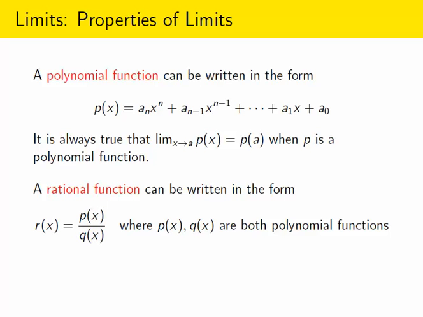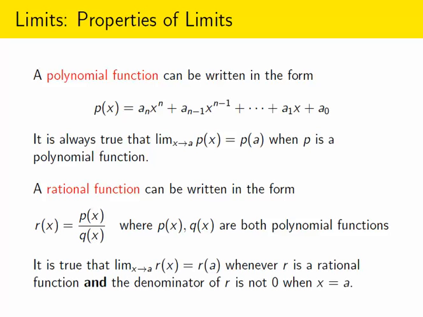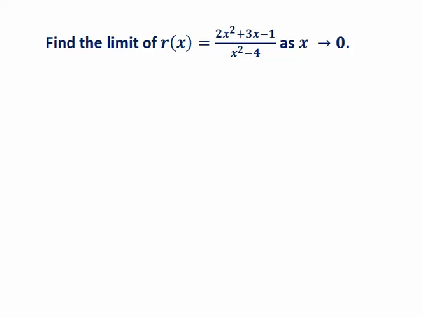Rational functions are functions that are written as one polynomial divided by another polynomial. The second example we worked was a rational function. And if you go back and look at that example again, you'll see that the answer we got is what we would obtain by just plugging in what x is approaching. And we can do that whenever the denominator is not 0. So here's one more example to illustrate how this can make things easy for us.